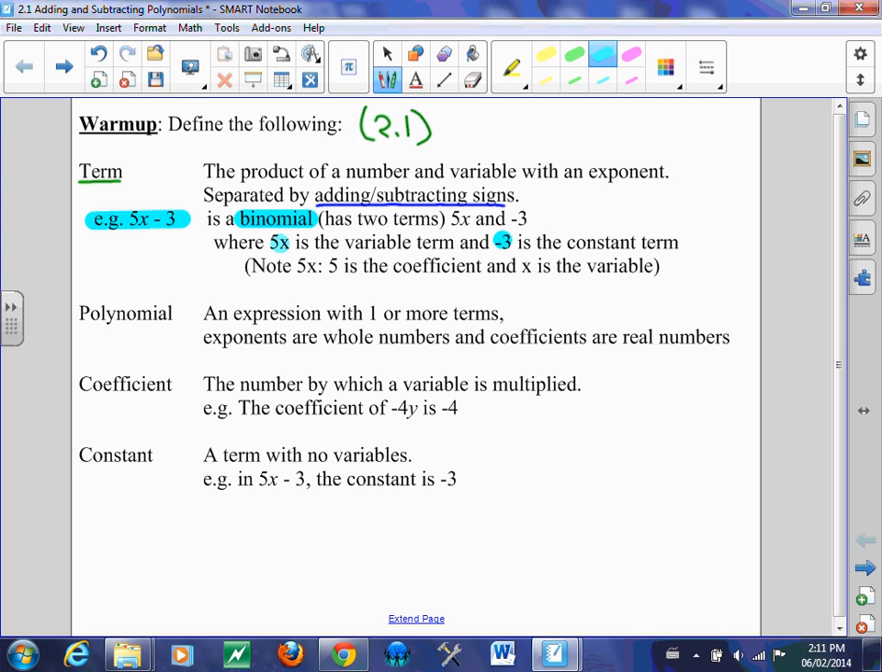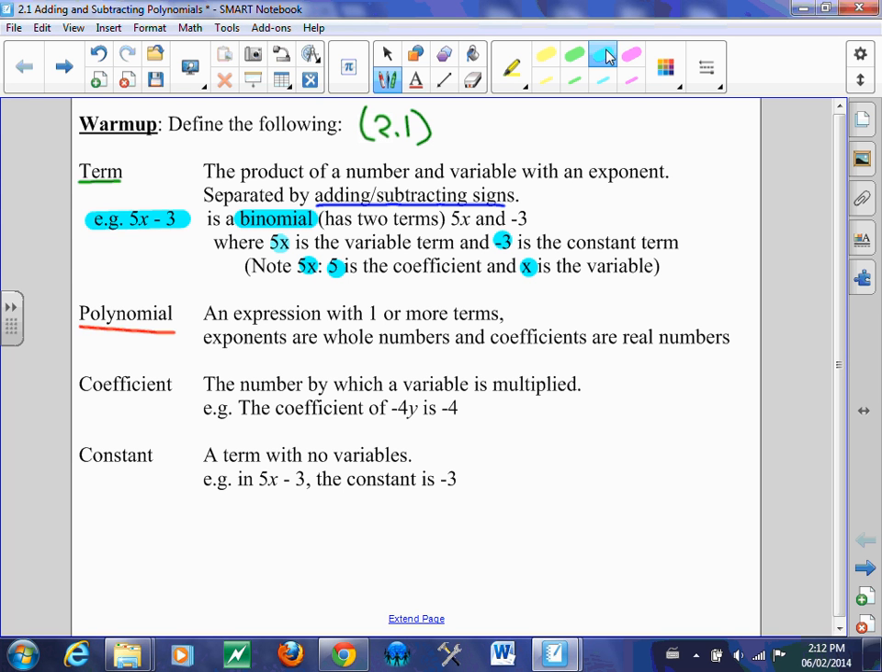Note also, ladies and gentlemen, that the 5x can be broken down even further, where 5 is the coefficient, or the numerical coefficient. It's the number in front of the variable, and x itself is the variable. That's quite often what we sub in or to solve for. All right, next one, ladies and gentlemen, we're going to take a look at a polynomial. Okay, a polynomial is an expression with one or more terms. Exponents are whole numbers and coefficients are real numbers.